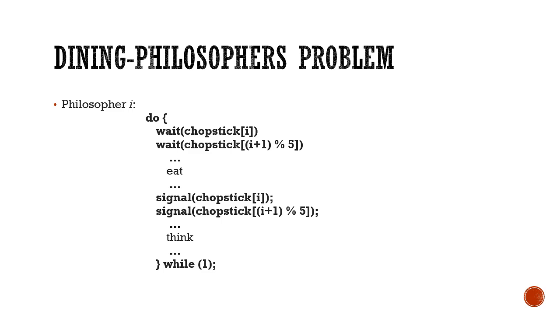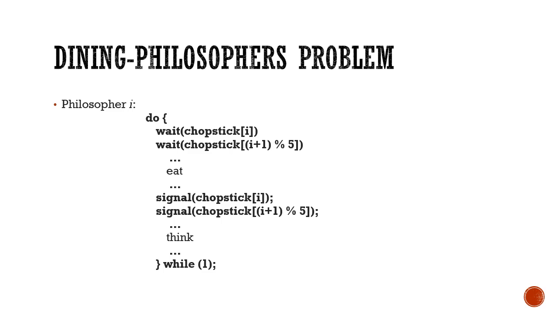wait(chopstick[i]): the philosopher picks up the chopstick on the left. If the chopstick is already taken, the philosopher waits until it's available, i.e., the wait operation. wait(chopstick[(i+1)%5]): the philosopher picks up the chopstick on the right. The modulus operation ensures that chopstick indices wrap around in a circular fashion, creating the ring arrangement.